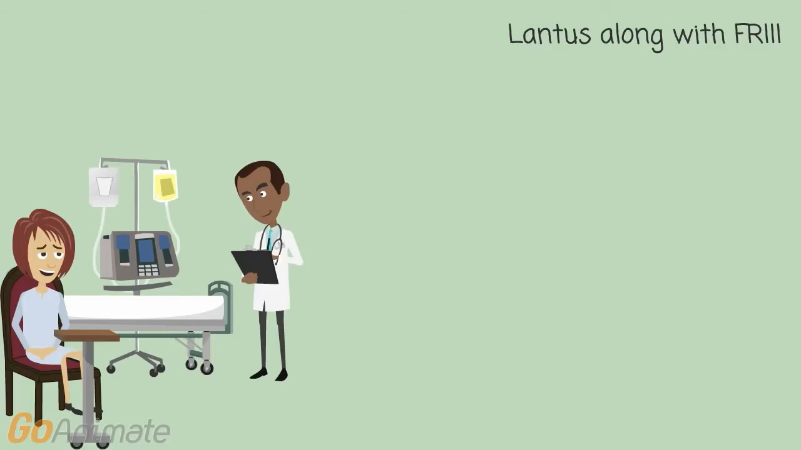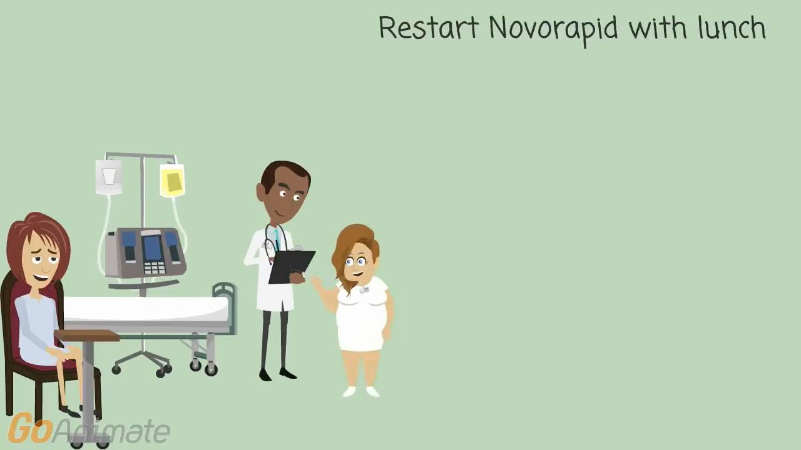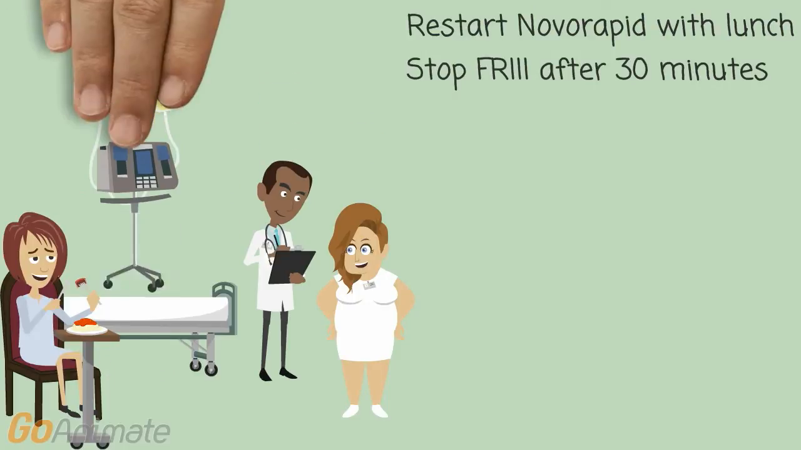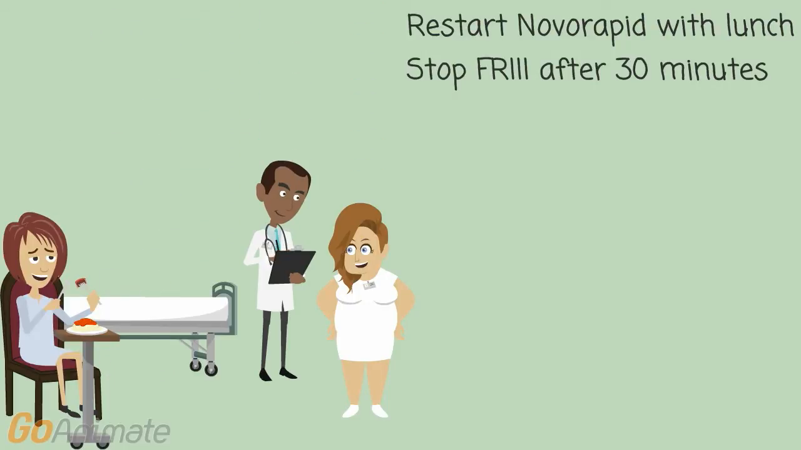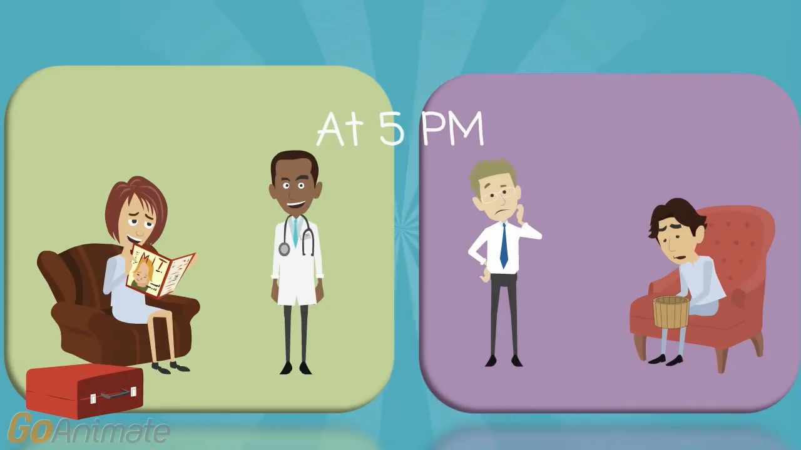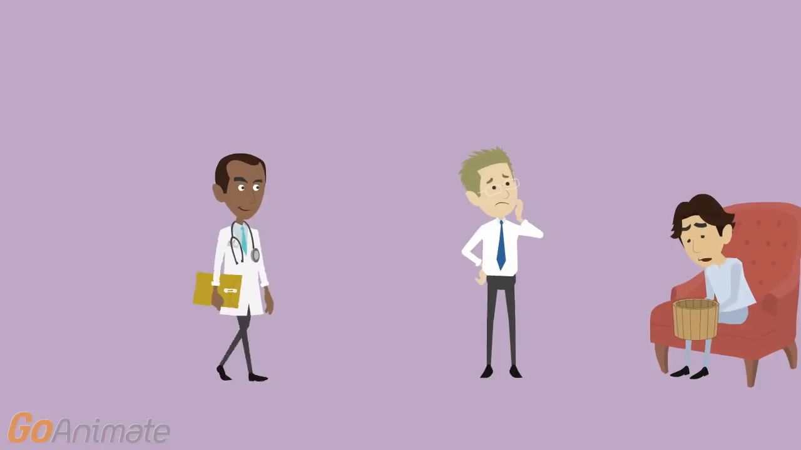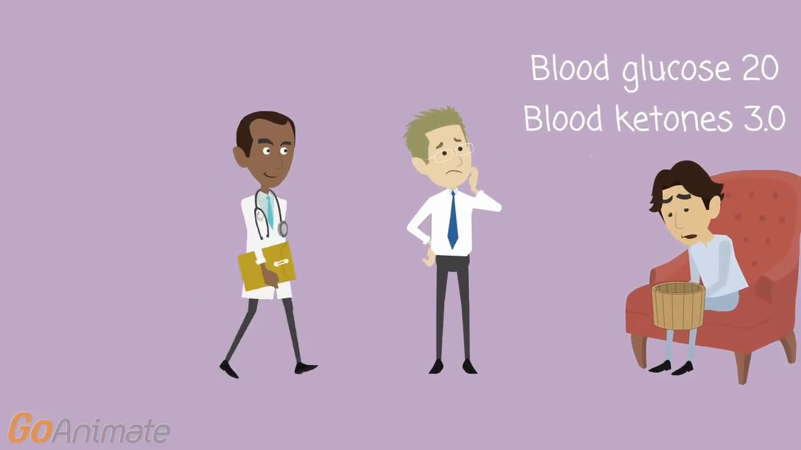Bobby's patient was already on background insulin, along with insulin infusion. He restarted regular subcutaneous insulin with the lunch, and stopped insulin infusion after 30 minutes. By 5 p.m., Bobby's patient was ready to go home, whereas Simon's patient was feeling unwell, with raised blood glucose and blood ketone levels.